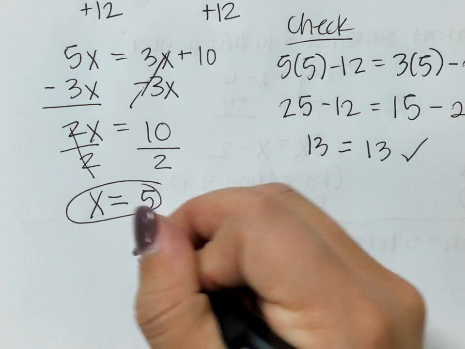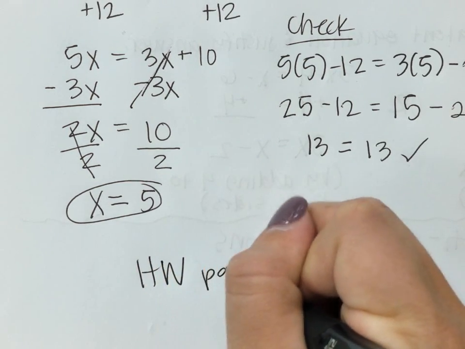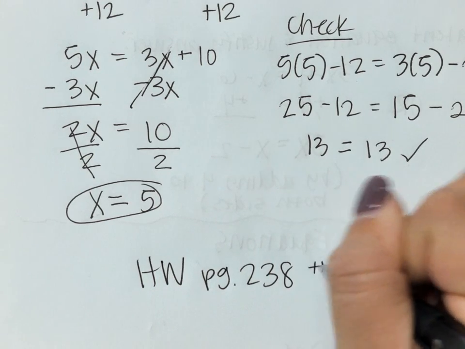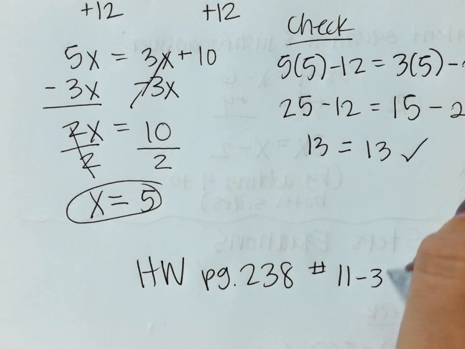Alright, your homework for today is page 238, numbers 11 through 31 odd. Solve and check.